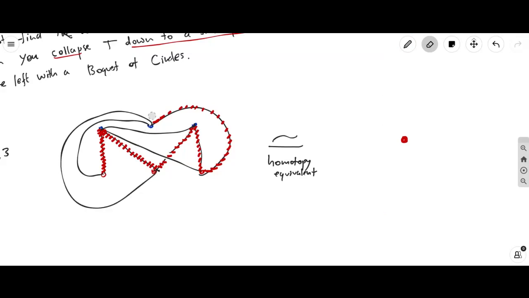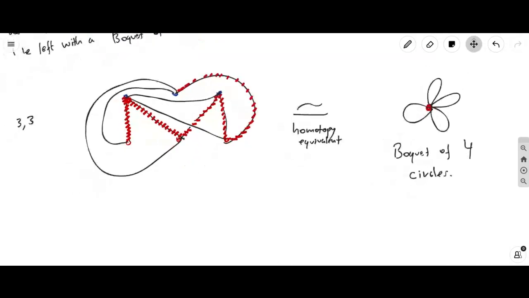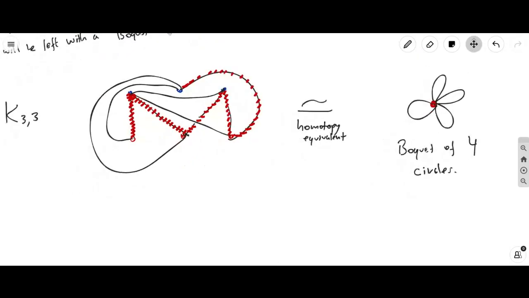But each of these remaining edges, their endpoints, they come together and they meet at the circle. So this one turns into a circle, that one turns into a circle. So you have to count how many remaining edges you have. 1, 2, 3, 4. So you have 4 remaining edges. So that means you will be left with 4 circles. And that's the whole point, that this graph is homotopy equivalent to a bouquet of 4 circles. So it's a bouquet of 4 circles.